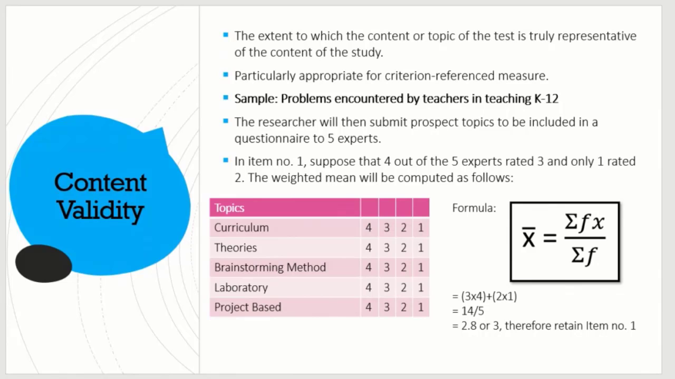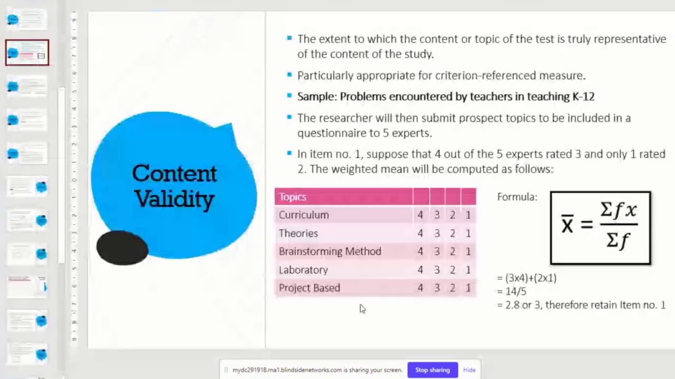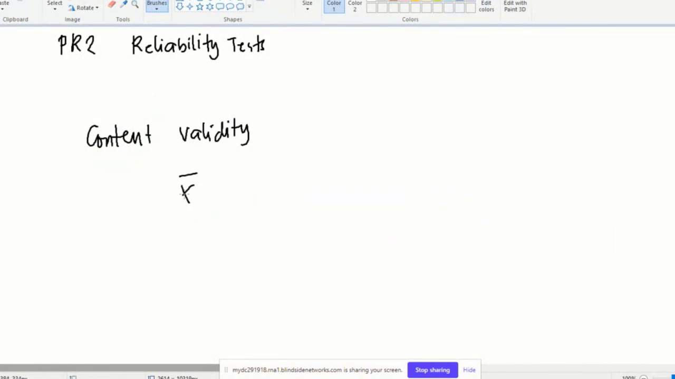But for example, guys, by the way, I forgot to mention the formula. Okay. So, before the reliability tests, dito muna tayo sa content validity. So, ating formula is the mean or the weighted mean is equals to the summation of the frequency times the x or the weight or the rate over the summation of the frequency. So you have weighted mean is equals to summation of fx over summation of f.